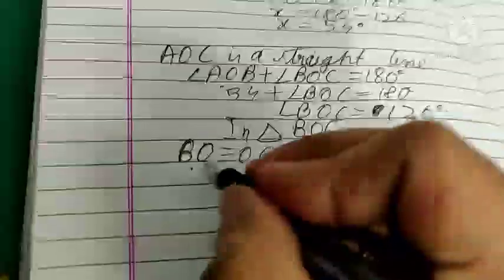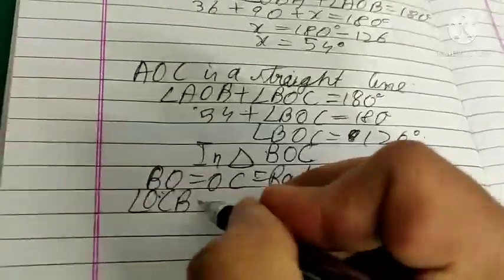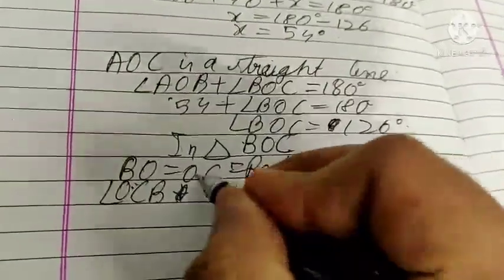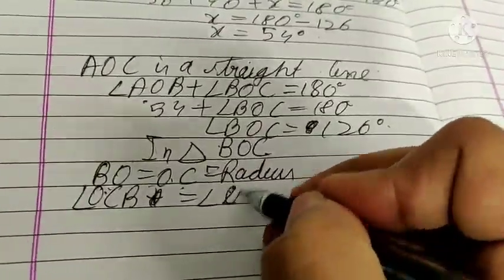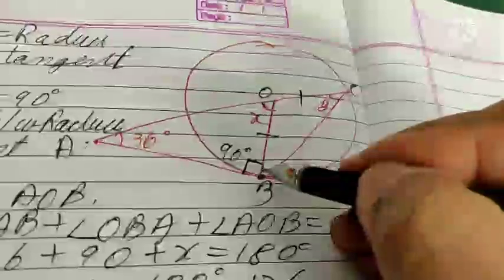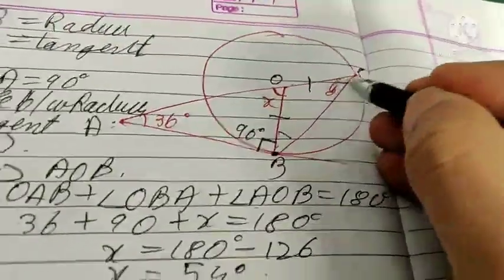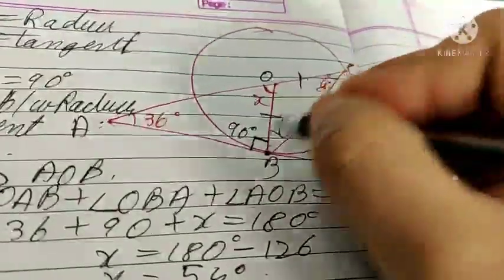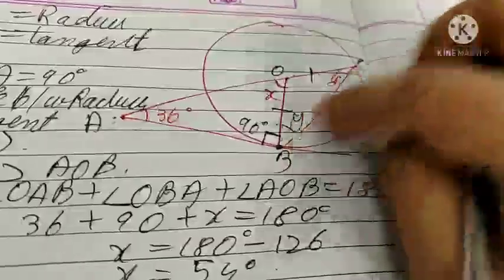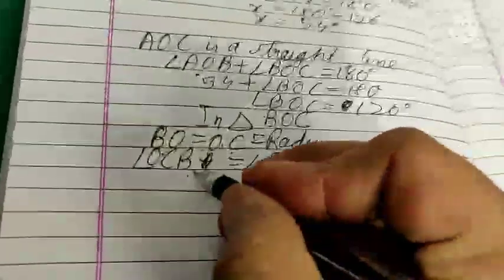So the angle in front of OC and OB, that is, the angle in front of OB is angle C, that is angle OCB, is equal to angle OBC. Here angle OBC is Y, so angle OCB is also Y, means both are Y now. It is like an isosceles triangle. If two sides are equal, its base angles are also equal. So this is Y.